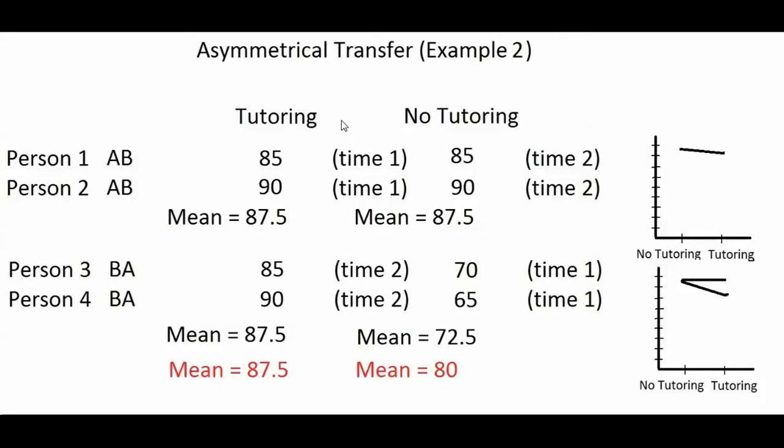In this example, that probably wouldn't work because once a participant has been tutored, they can't be untutored. You would have to take a very long break between conditions for the participants to forget everything that they learned during the tutoring sessions. In this type of example in which taking a break between conditions won't help, it's better to use a between subjects design in which there's no chance of asymmetrical transfer.